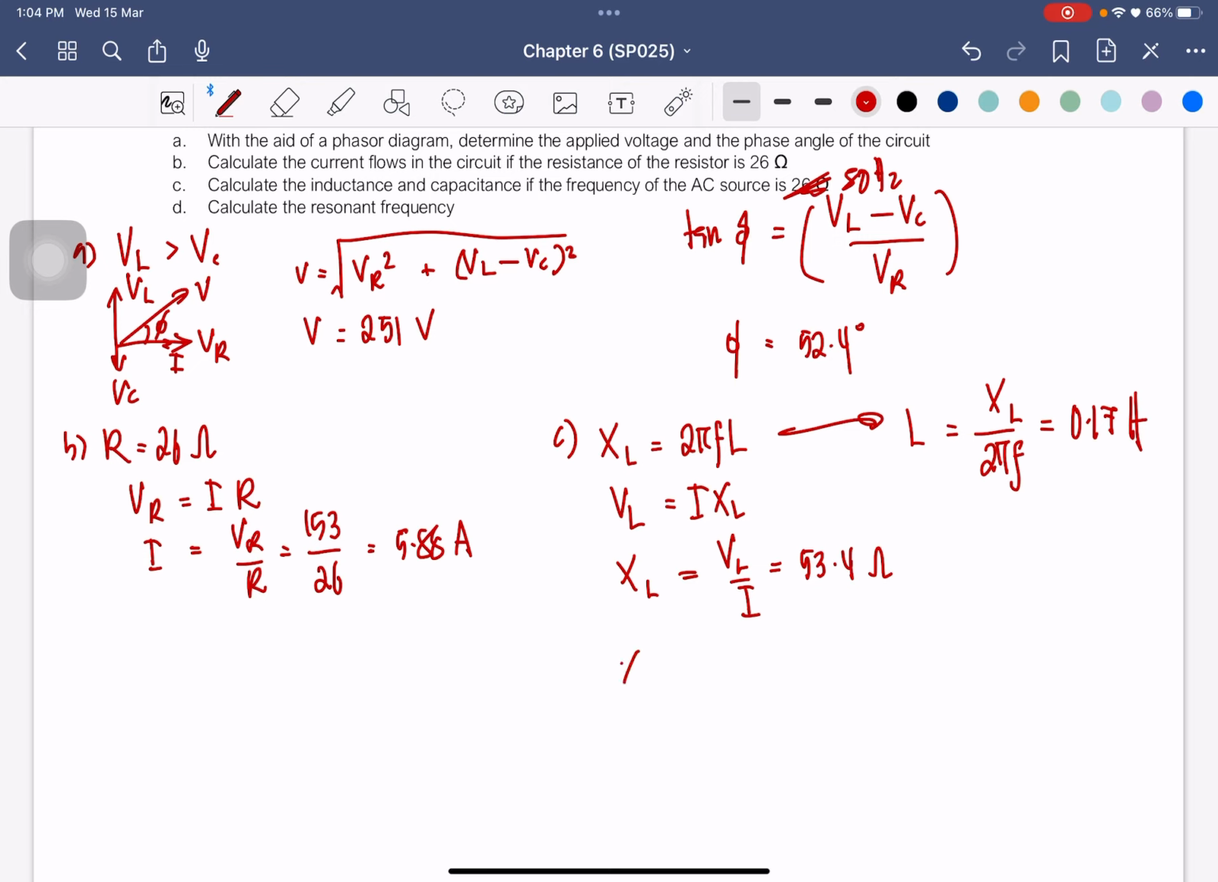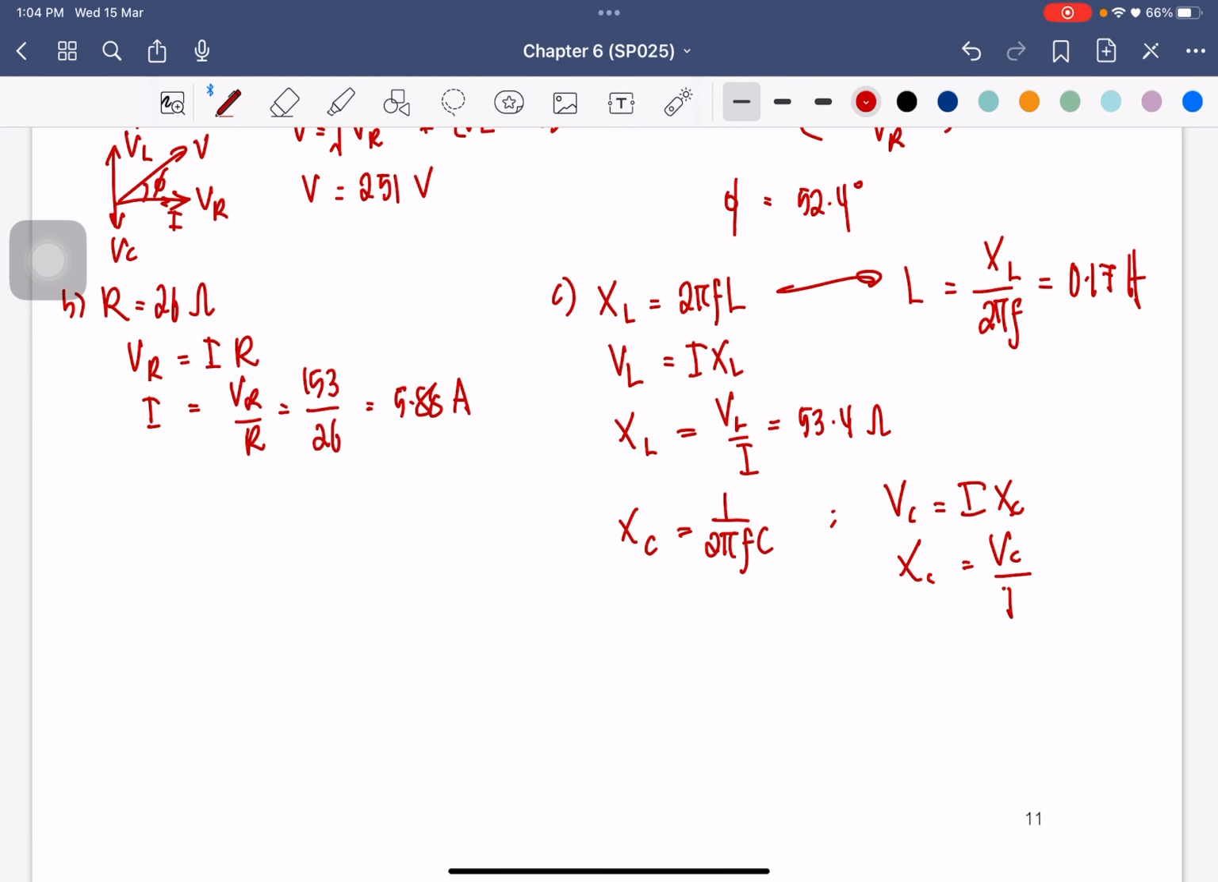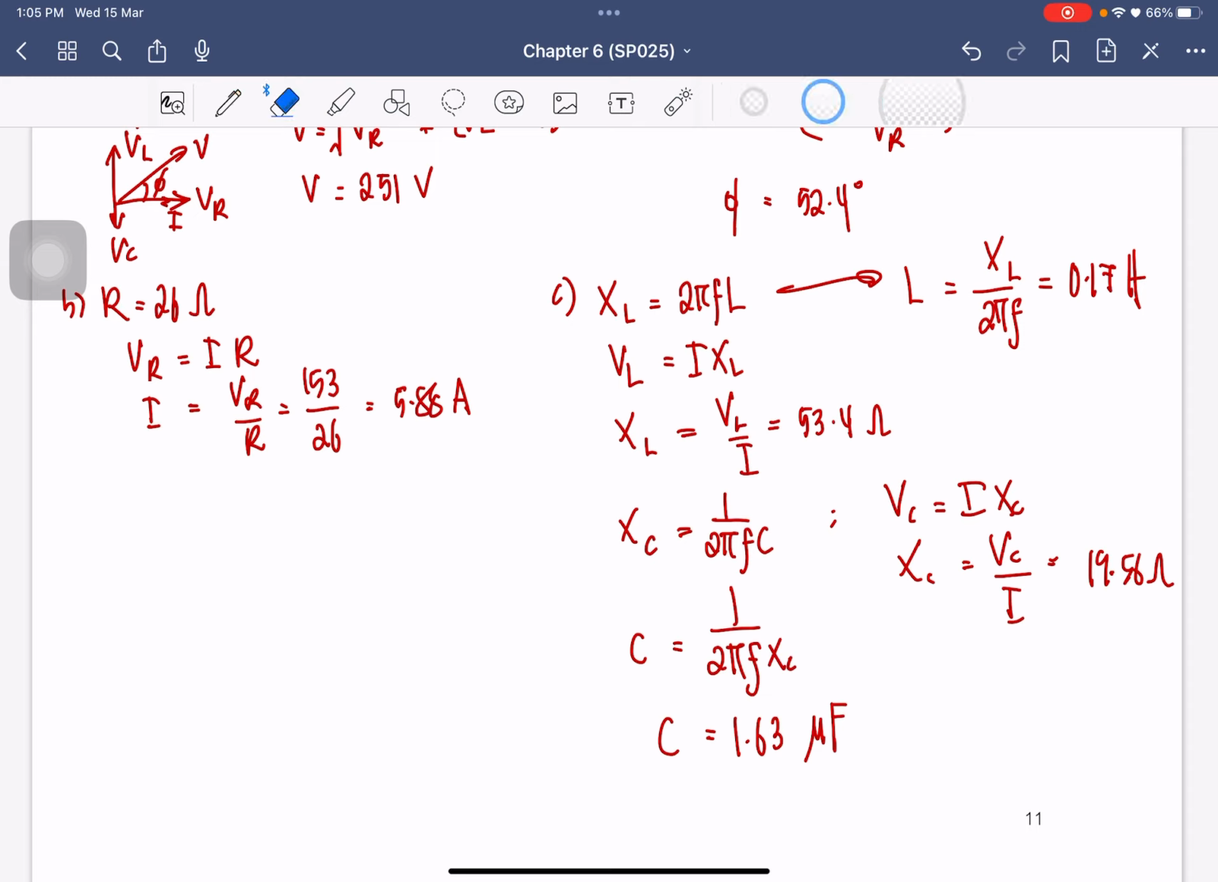Next one, we have to find for the capacitor. So this is XC is 1 over 2 pi FC. So we are looking for XC. So how do we find XC? We are going to use the voltage across the capacitor lah, IXC. So XC is VC divided by I, which will give you 19.56 ohm. Okay, so dari sini kamu akan substitute, rearrange dulu 2 pi F XC, which will then give you the capacitance to be equal to 1.63 microfarad. Okay, all right. Oh, not micro, sorry. It's times 10 negative 4. Itu biasa pula. All right. Okay, that is question C.